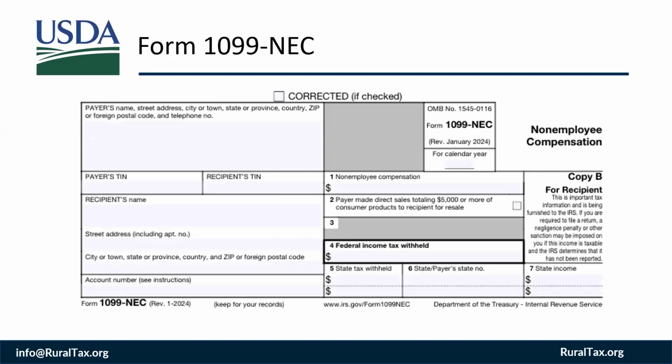And here's what the 1099 NEC looks like. Remember, non-employee compensation shows up in box 1. That's the corrected box at the top. So Joe gets a form showing that it was corrected. John is going to receive one with his correct amount in the boxes.